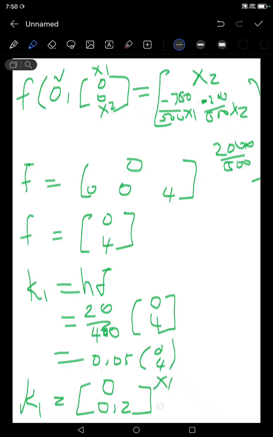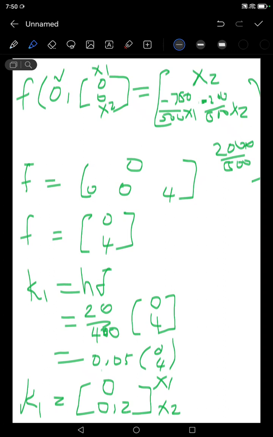So we have the x1 and x2. At the end, we're going to have the response for displacement and the response for velocity. So now this is how we calculate k1.